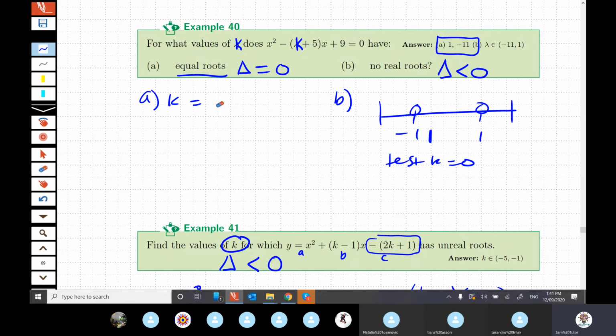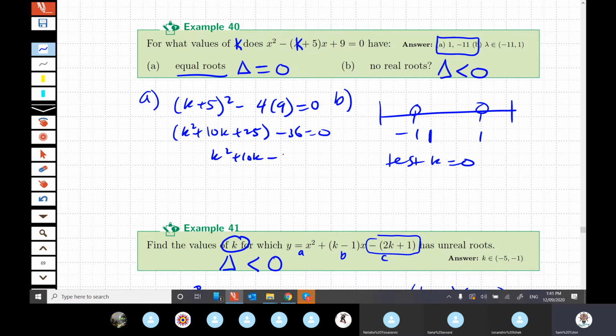I just did b squared minus 4ac. That's correct. Subbed in. So then you did k plus 5 squared minus 4 times 9 equals 0. I got, then in brackets, k plus 11, k minus 1. After this line, you got k squared plus 10k minus 11. Yes, correct.